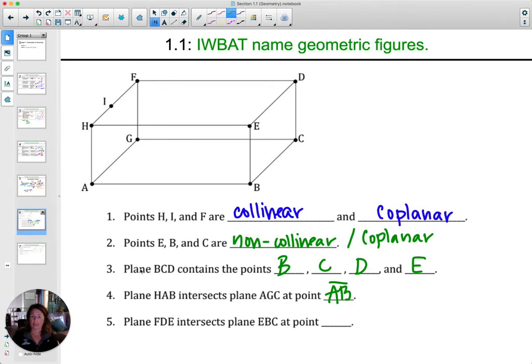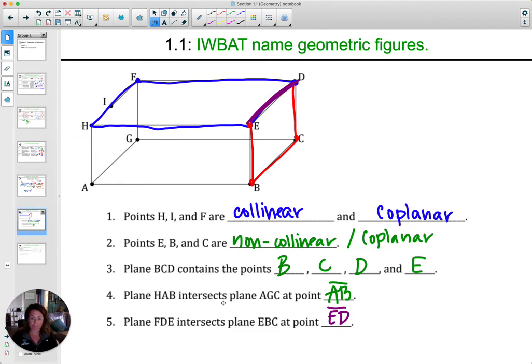Then plane FDE. So all 3 of these points are on this top plane. EBC is this right-hand panel. And then where did they intersect? So I drew red and blue all along this segment right here, ED, or DE, it can go backwards too.